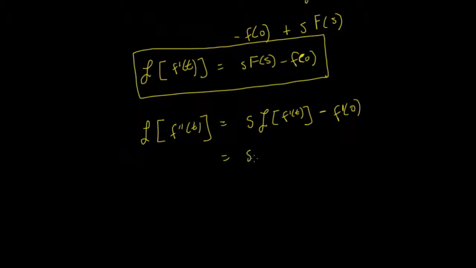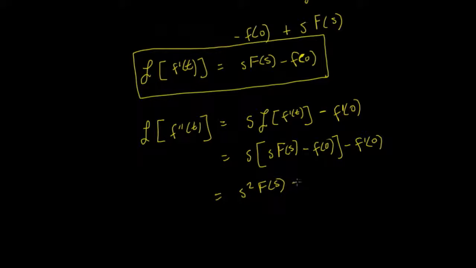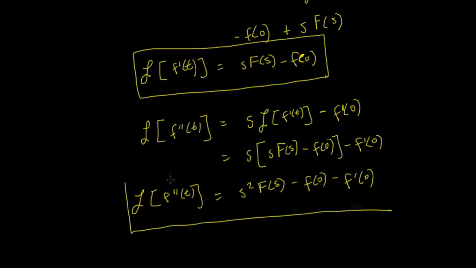So you're just going to end up with s times, well, this becomes s F of s minus our f of 0 minus f derivative of 0. So that whole thing then becomes s squared F of s minus s f of 0, minus f derivative of 0. Okay, so that's the Laplace transform of f double derivative of t. So you can have a wee read over that again, convince yourself of that.